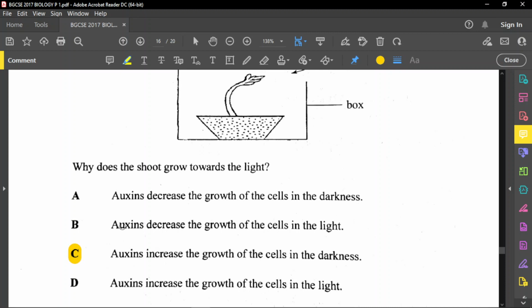All right, so what you're going to have here is less growth, not decreased growth. You're going to have less growth. Growth will take place, but you'll have less growth taking place.